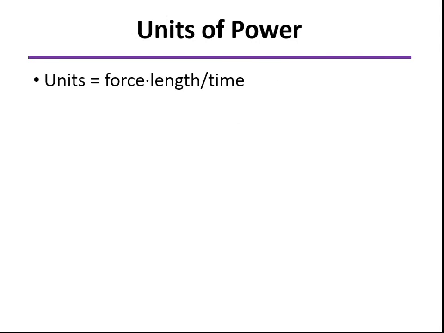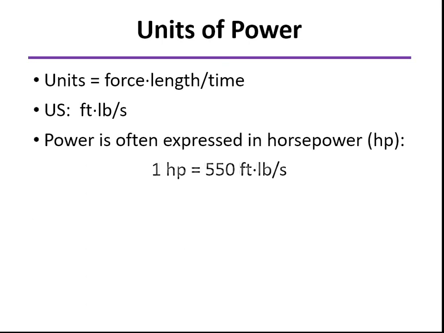So the units of power, well, the units of work were force times length, for example, foot-pounds or Newton meters. And so power will just have units of force times length over time. So in the U.S., the units we typically work with are foot-pounds and seconds. But often we express power in the U.S. system in horsepower. And 1 horsepower is equal to 550 foot-pounds per second.